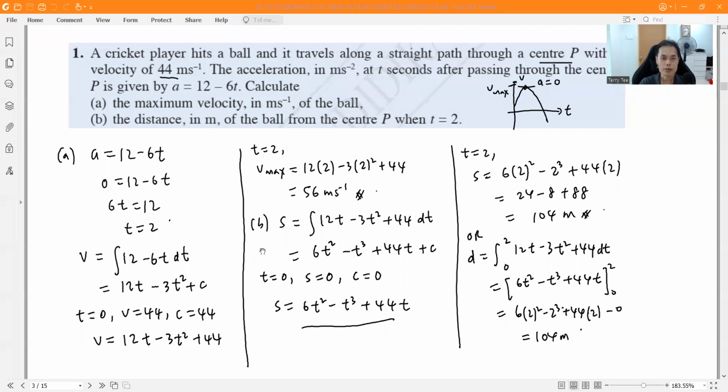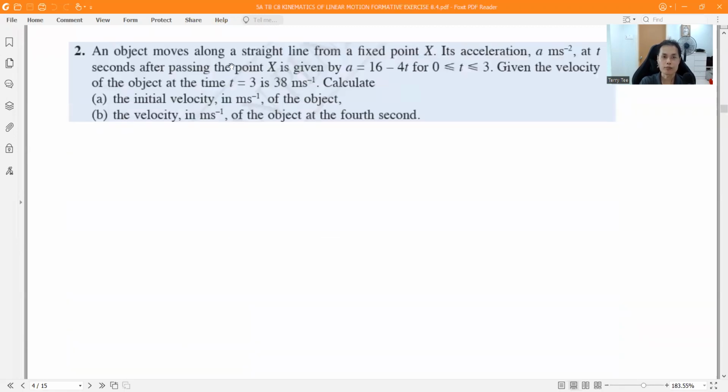Moving on to question number 2. An object moves along a straight line from a fixed point x. Acceleration is also given as this. Notice that the question gives an acceleration function here. Your a is 16 minus 4t. Given the velocity of the object at t equals 3 is 38, calculate the initial velocity. Okay, first of all, if you want to find the initial velocity, you find your c here.